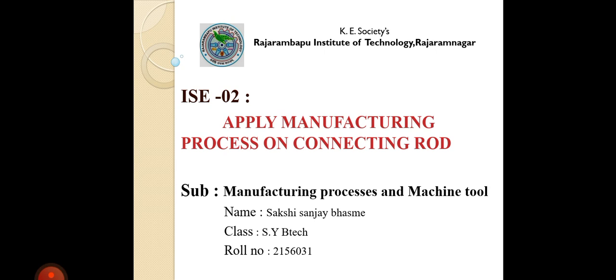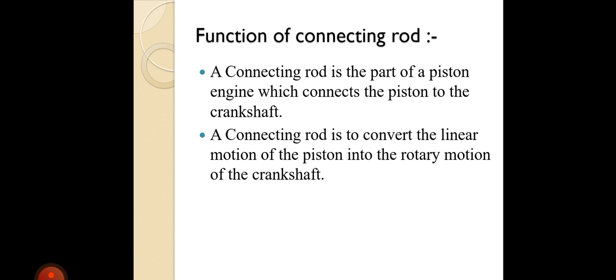In this video, we will see the manufacturing process of a connecting rod. First of all, what is the function of a connecting rod? A connecting rod is a part of a piston engine which connects the piston to the crankshaft. It converts the linear motion of the piston into the rotary motion of the crankshaft.